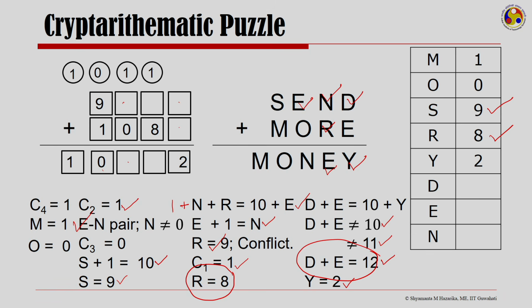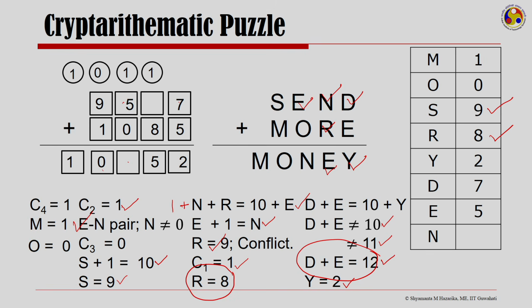Then I start with d equal to 5. If I take d equal to 5, I will have e equal to 7. This is satisfied, no conflict. But then let me check what happens if I have e equal to 7. E equal to 7 would mean that n is equal to 8, in which case it will conflict with r. Therefore, I realize that d is not 5, but 7, and I have d equal to 7, in which case e is equal to 5 and n is equal to 6.